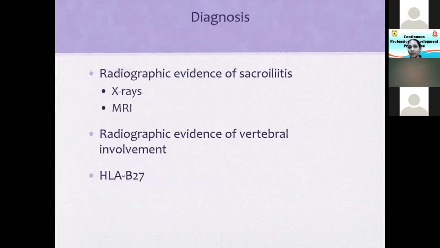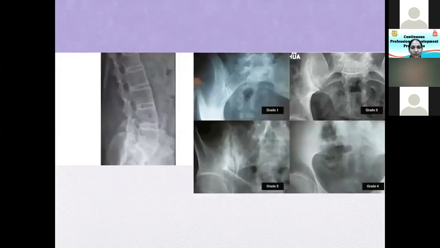So radiographic evidence of sacroiliitis, you can use either x-rays. If x-rays are normal, you have a high suspicion of spondyloarthritis or ankylosing spondylitis. You can use MRI to detect early disease of the sacroiliac joint as well as the vertebral involvement, and HLA-B27 can also be used in the diagnosis. So you see on X-rays of the spine, you get syndesmophyte formation, and later on you might get what is called a bamboo spine because of the calcifications.